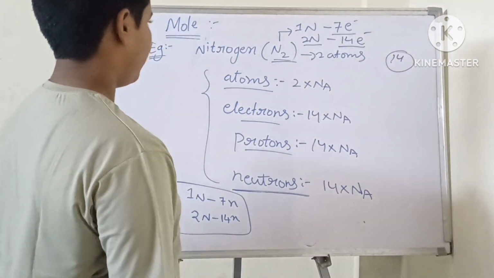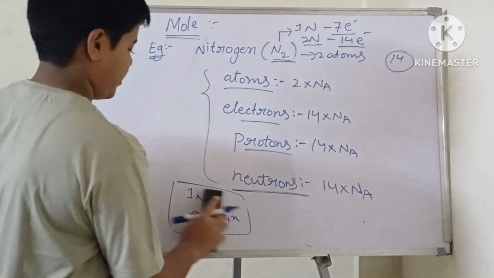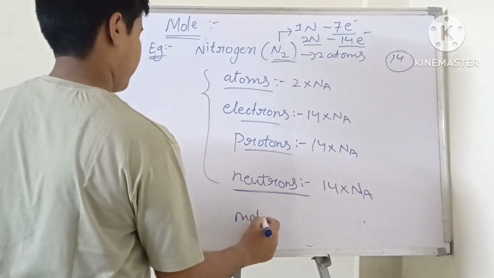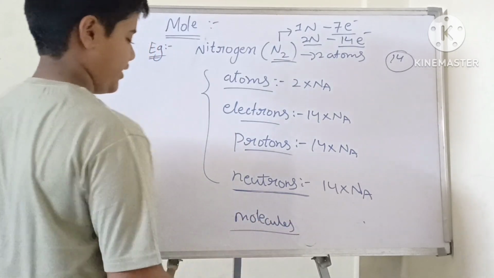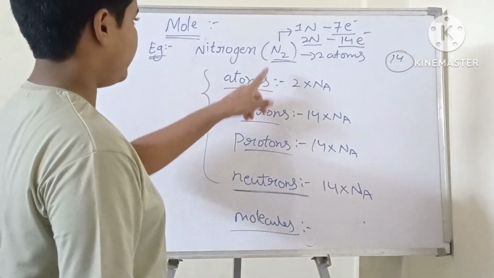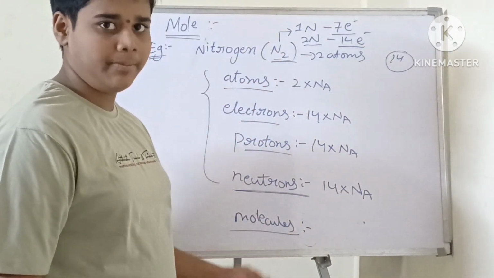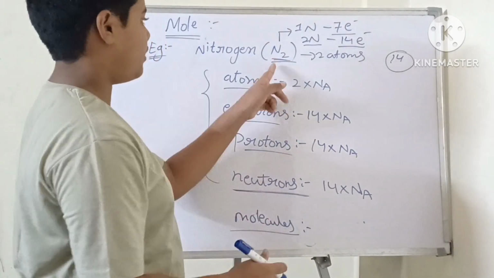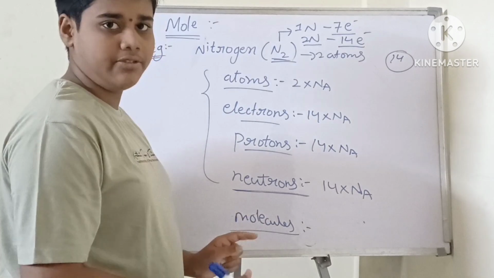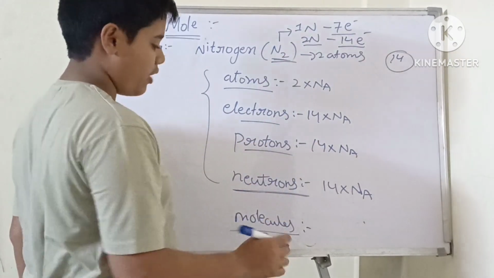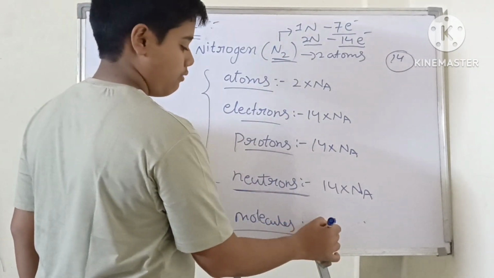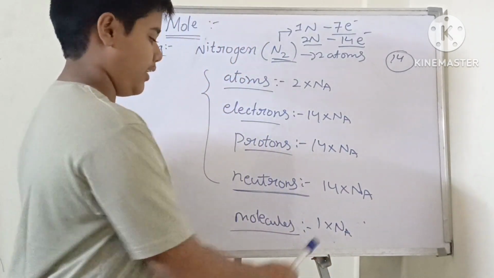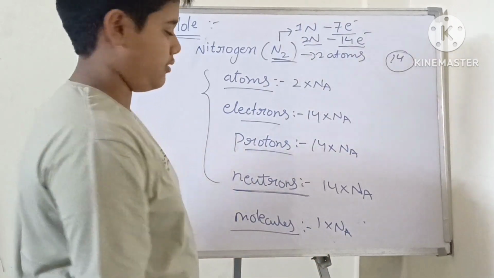And another question I am asking is to find molecules. Here N2 is a molecular form, a diatomic form. When we combine two nitrogen atoms, it forms one molecule. So N2 means one molecule. One molecule means 1 into Na molecules, 1 into Avogadro number of molecules.